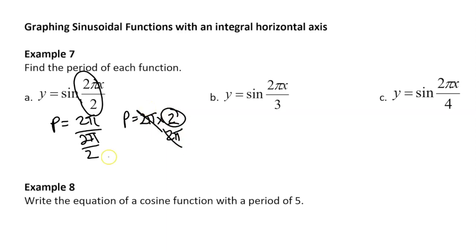So that means that in this case, our period equals 2. And the reason that there's no pi in it is because the pi got divided out because we had pi as part of our b value right there.